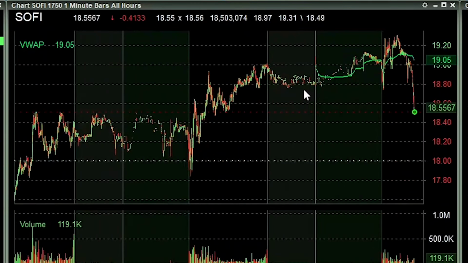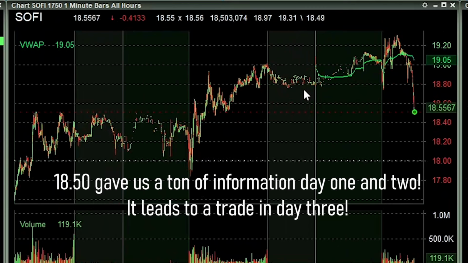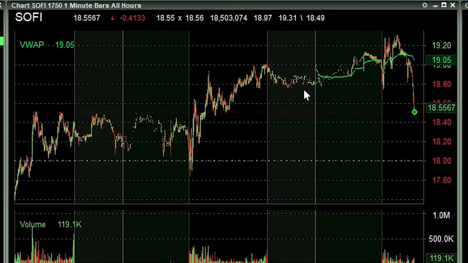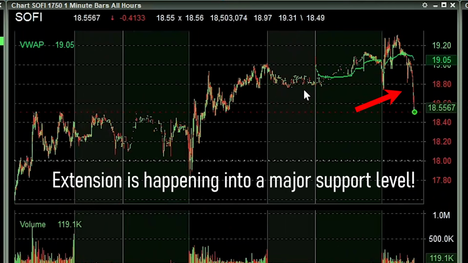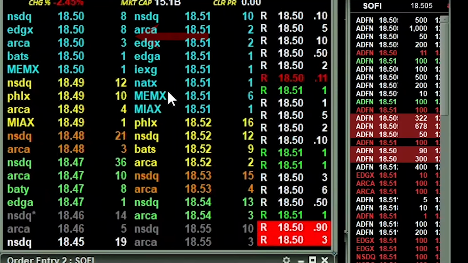Now a little bit of context about the bigger picture of the stock. It is breaking out and in an uptrend. 18.50 was resistance day 1, then it was resistance day 2, but became support after breaking, and now day 3 it is overextending into that 18.50 support level. Notice 18.50 now holding the bid.